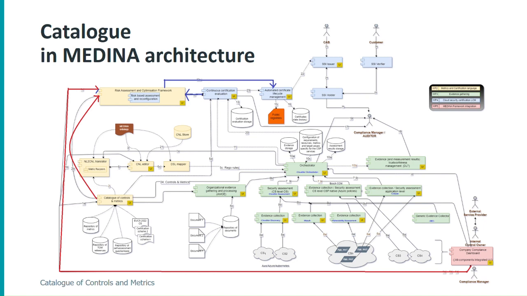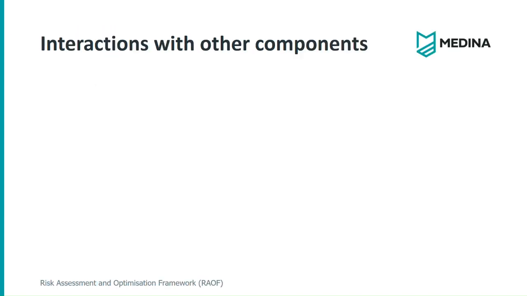We can see that our component interacts with the dashboard, the most bottom right component in the picture, and the catalog of controls and metrics. During the monitoring phase, continuous certification evaluation provides the input about satisfaction of the current state of the requirements to the RAOF, and the RAOF reports the decision to the lifecycle manager.